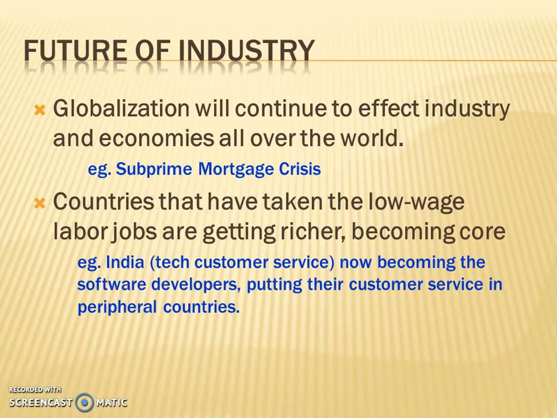And then the last thing, which I kind of touched on earlier, was this idea that countries that have taken on the low-wage labor jobs, like India, like China, like Singapore, all these Asian tigers, for example, they are now getting richer and becoming core countries. And so that means that not only do the United States and Western European countries that use these countries for their manufacturing, now they have to compete with India, with China, with Singapore, for other countries, the poorer countries, peripheral countries, for that manufacturing and for that labor.